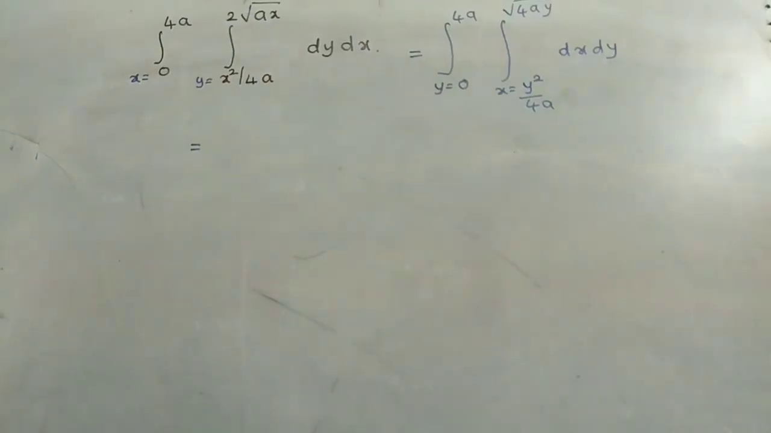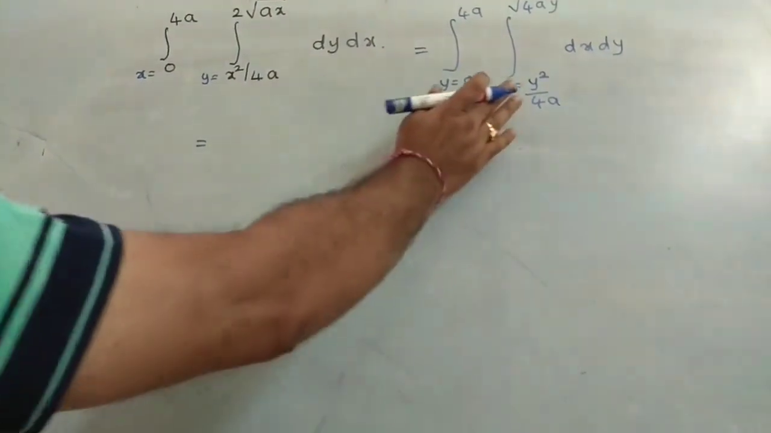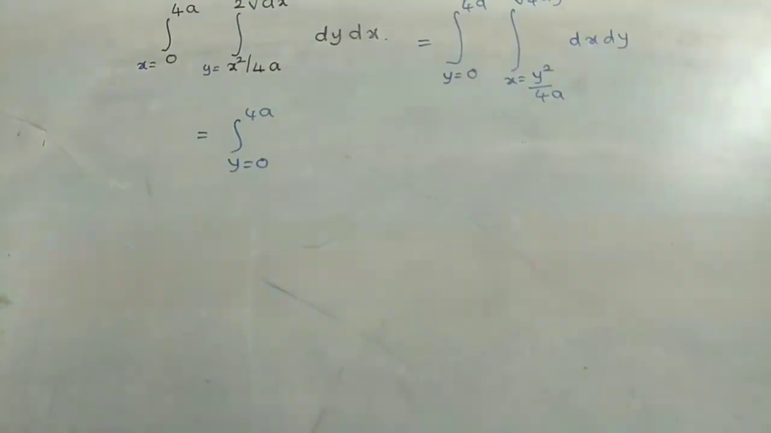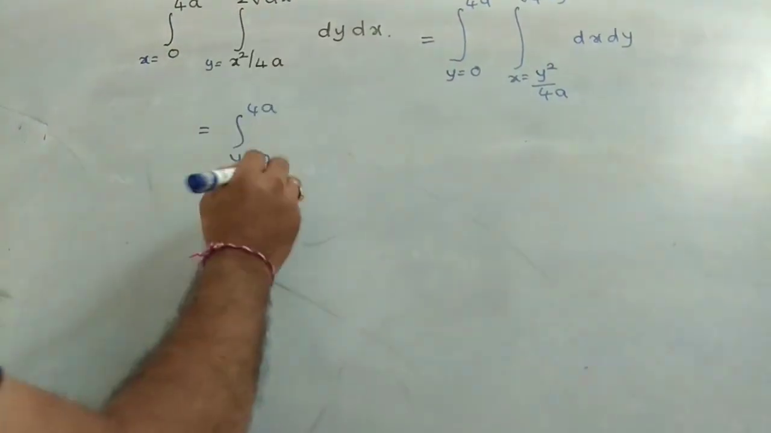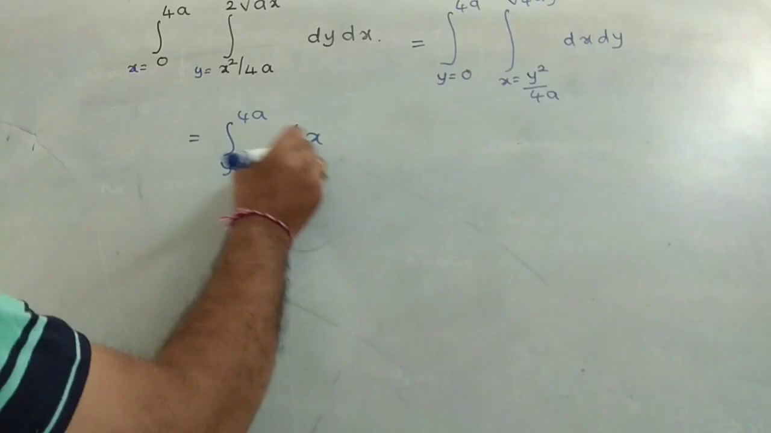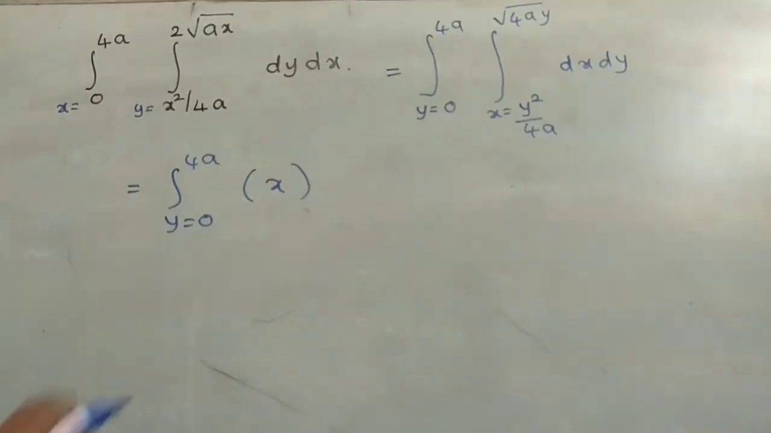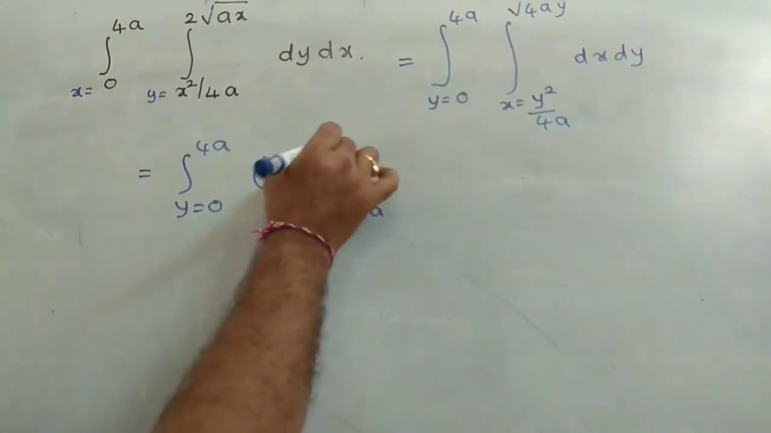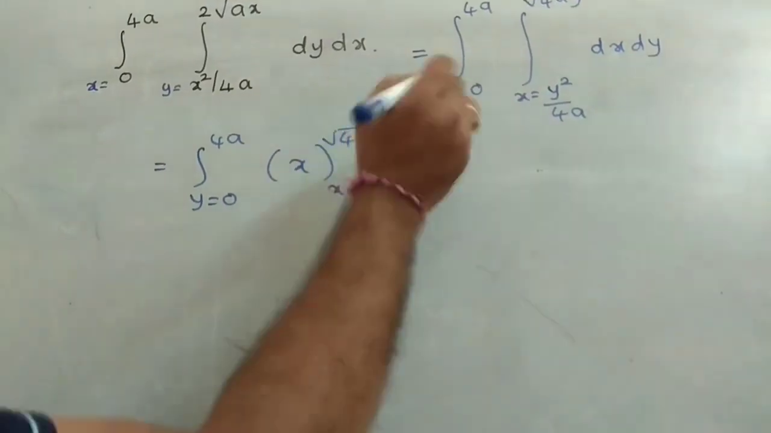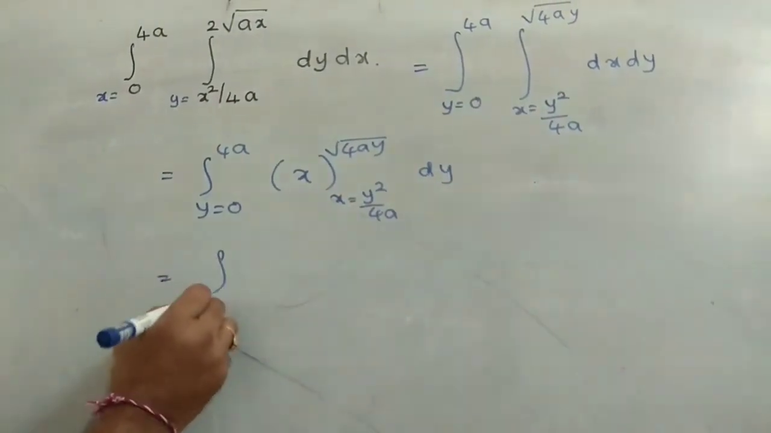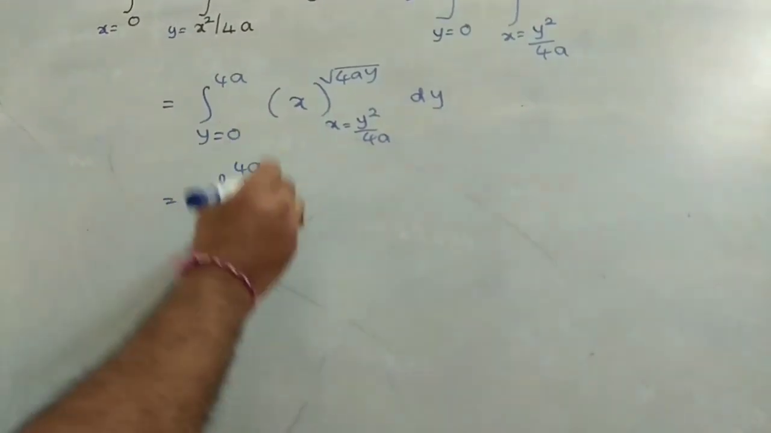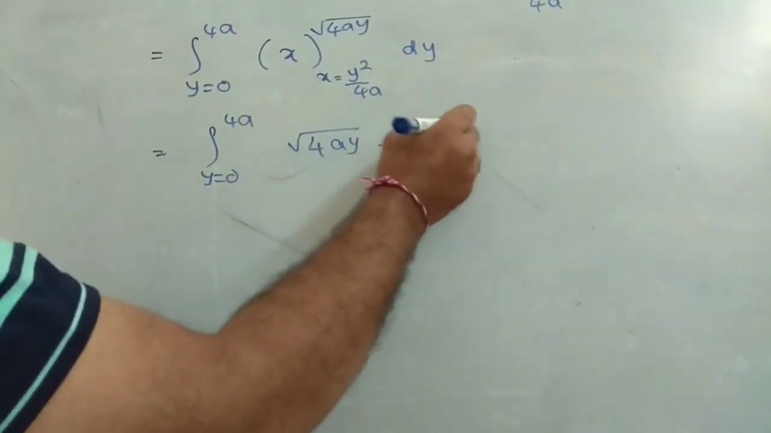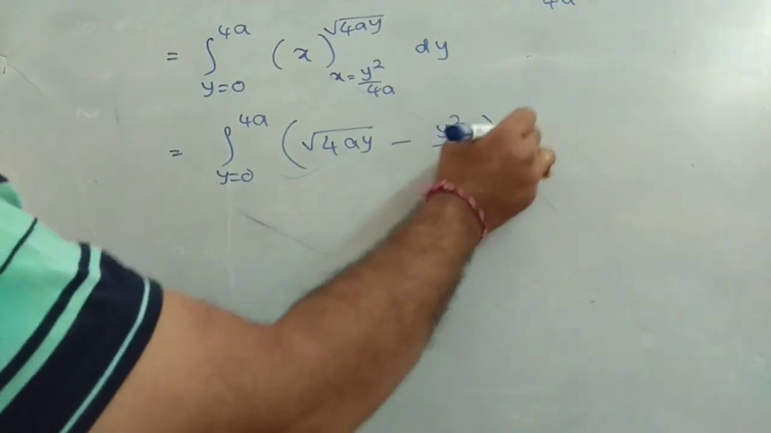Now this is equal to, what about the first integration, with respect to x or y? First you try to eliminate the variable x. So y equal to 0 to 4a you are keeping as it is. The integral of 1 with respect to x is only x. Now you are substituting the limits, y square by 4a and root 4ay, and we still have dy. Write down your upper limit, root of 4ay, minus the lower limit, y square by 4a, of dy.